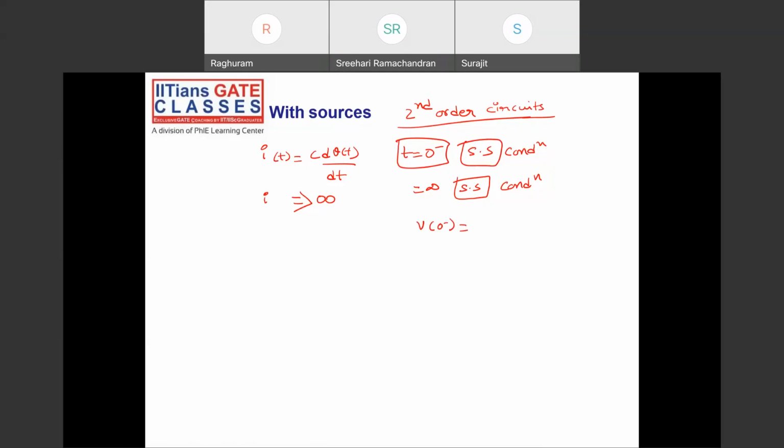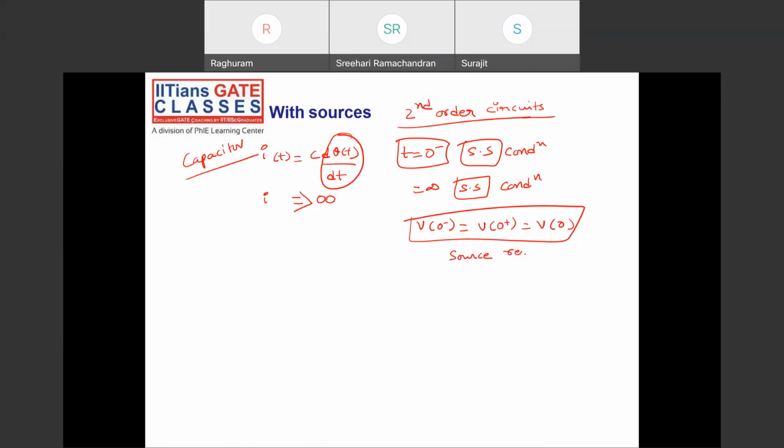So what happens is the voltage V of 0 minus, just before the switching operation, will be the same after the switching operation, right? The capacitor does not allow sudden changes in the voltage across it. That means the instantaneous voltage at t equal to 0 minus and 0 plus will be the same. Even if the source is removed, the voltage will be the same.